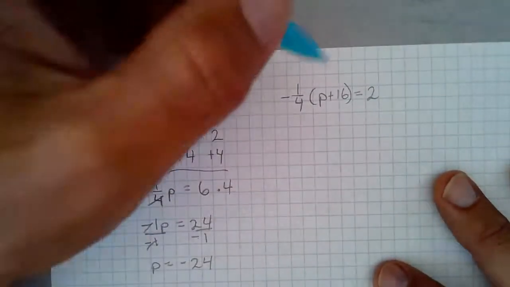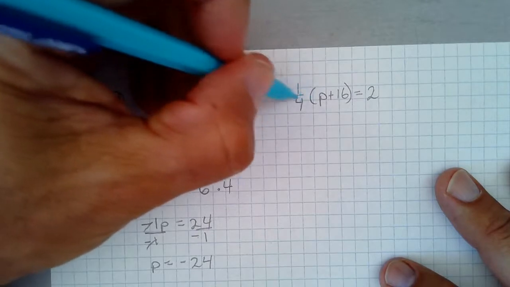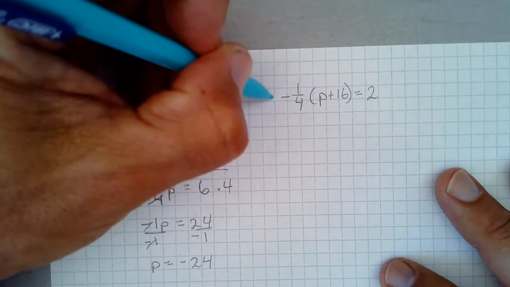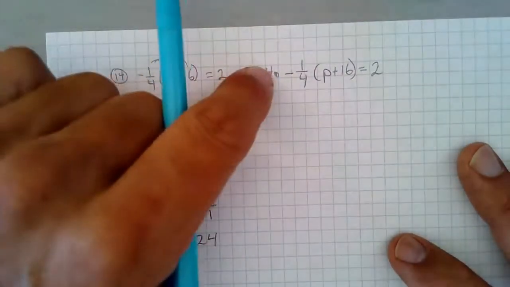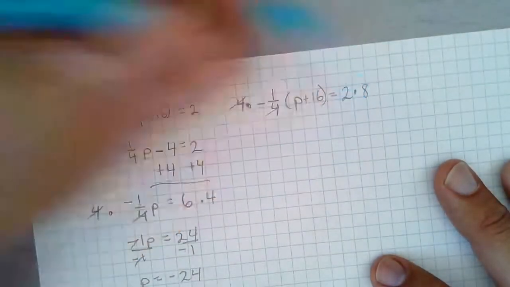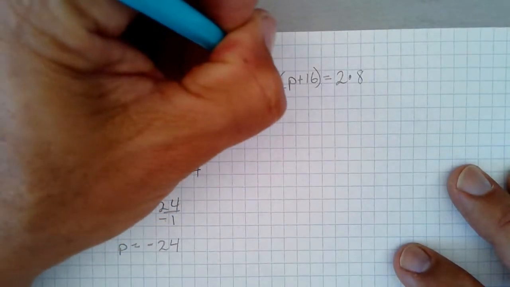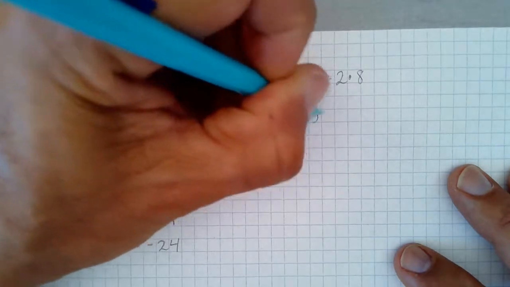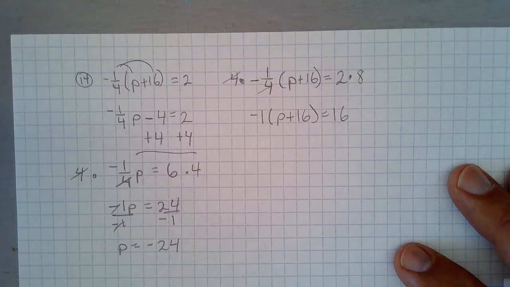Another way to do it is you could just start in with, since these two things are being multiplied, I could start trying to eliminate this right here. I could multiply by 4. So this step down here, I can do it right up here, and that would get these to cancel. This side has to be multiplied by 4. So I have negative 1 is left over here, times the quantity p plus 16 equals 16. Okay.